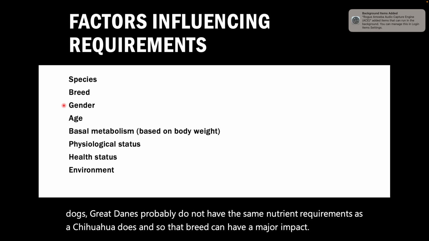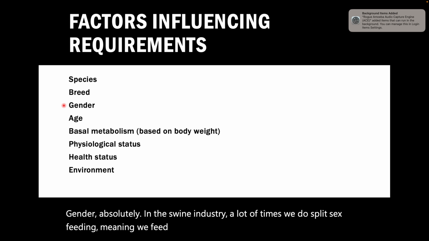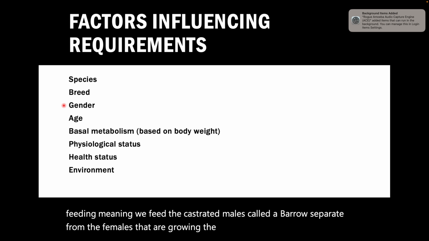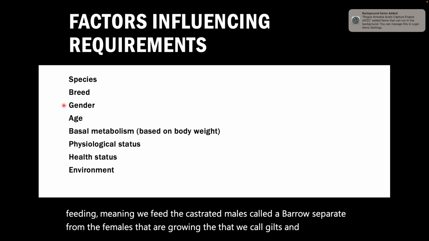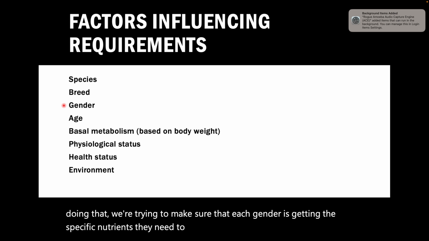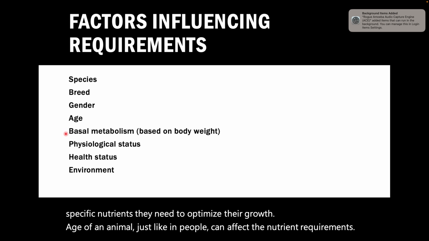Gender, absolutely. In the swine industry, a lot of times we do split sex feeding, meaning we feed the castrated males, called barrows, separate from the females that are growing, that we call gilts. And so when we're doing that, we're trying to make sure that each gender is getting the specific nutrients they need to optimize their growth. Age of an animal, just like in people, can affect the nutrient requirements. Basal metabolism, this one's big.